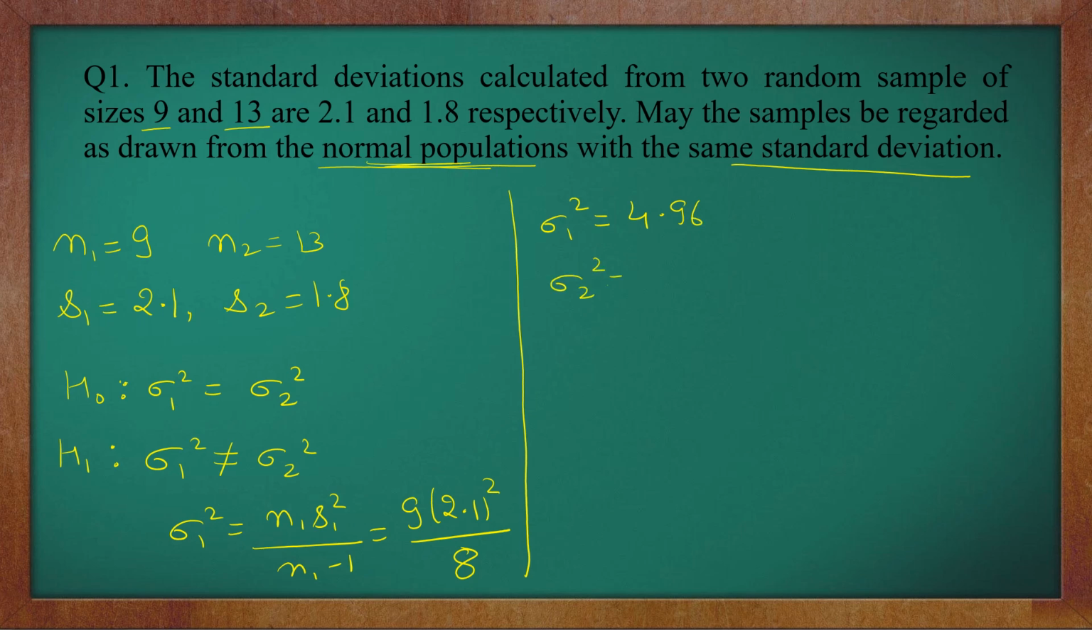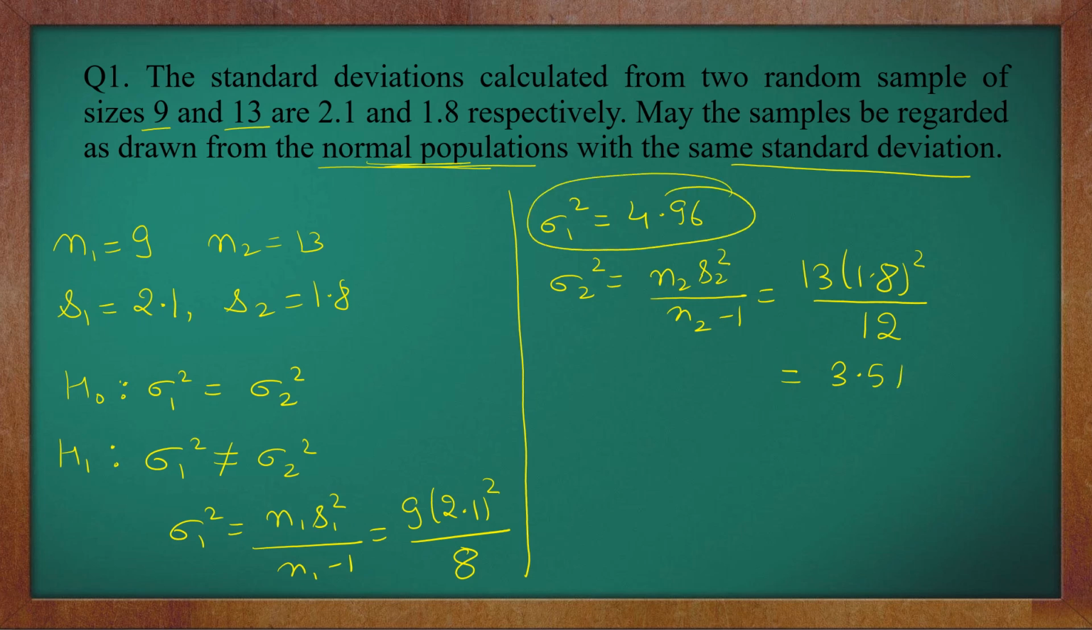Similarly, sigma 2 square is n2 s2 square upon n2 minus 1. So this is 13 into 1.8 square. N2 minus 1 is 12. So the answer will be 3.51. So sigma 1 square is this one. Sigma 2 square is this one. Who is greater? Sigma 1 square is greater than sigma 2 square.